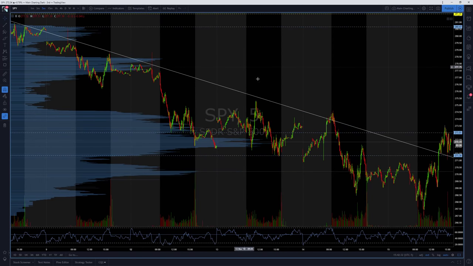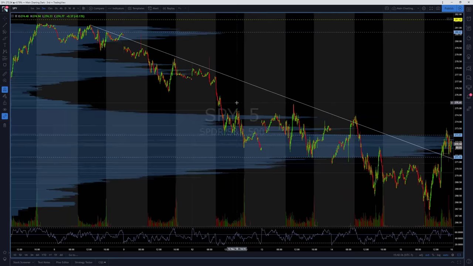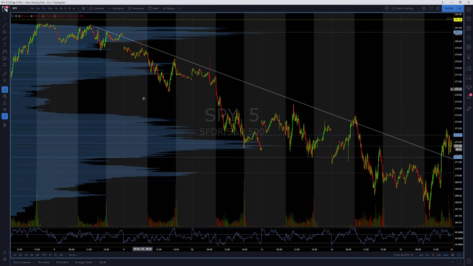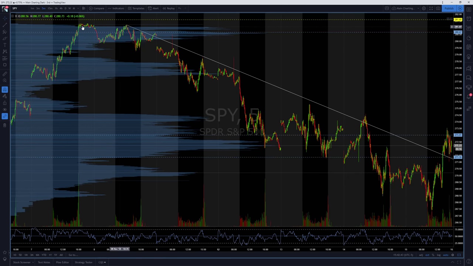Okay, so here's a chart of the SPY. I'm very busy on the SPY right now. I'm using all of my powers to try and figure out what the SPY is doing. But what you'll see on the chart right now is the volume at price and then the volume at time. And this is on the 5-minute chart.